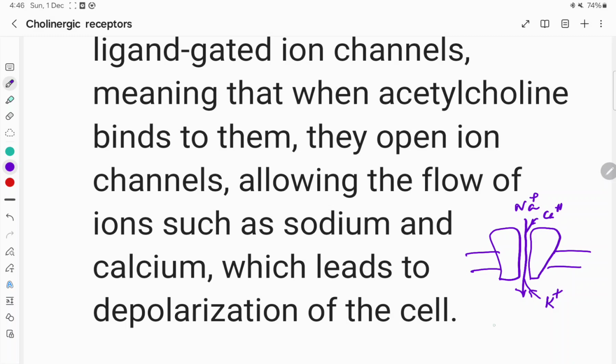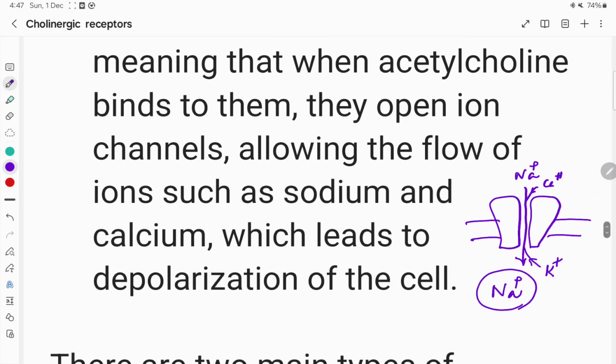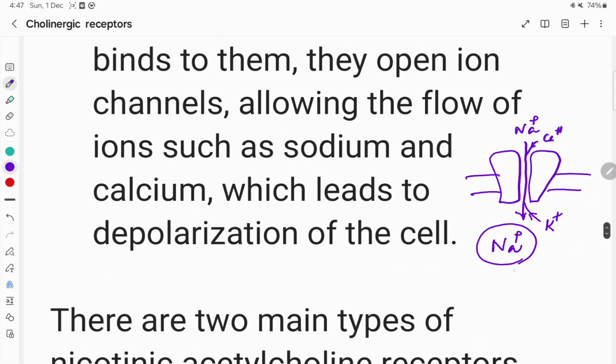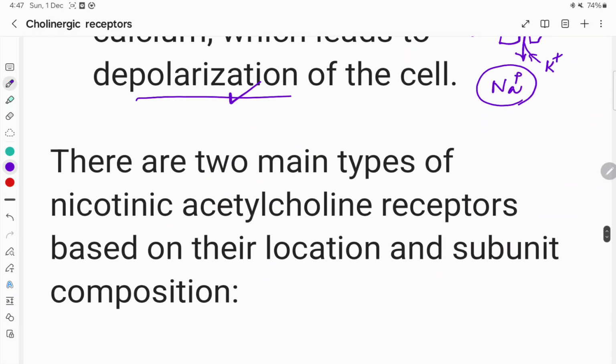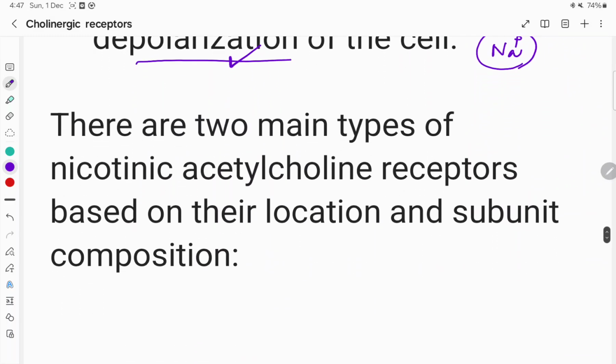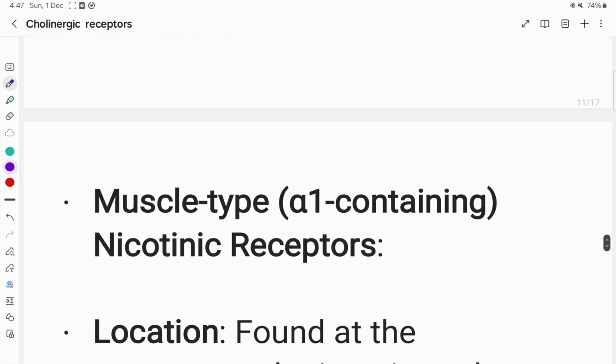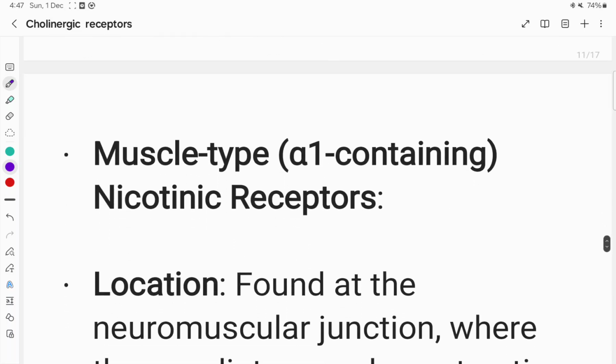But the net action is that of sodium. Out of these three, the major action is that of sodium. So the net action is sodium-mediated depolarization. Sodium causes the depolarization, so the net action is depolarization of the cell. And nicotinic acetylcholine receptors, based on the location, can be muscle type and neuronal type.